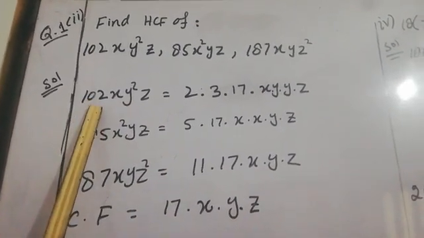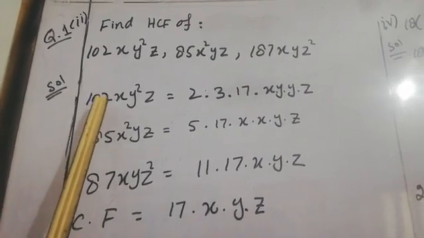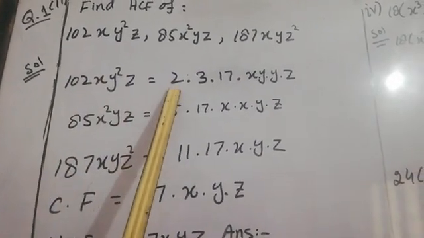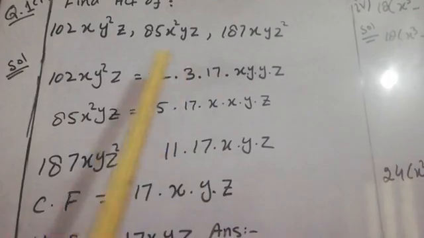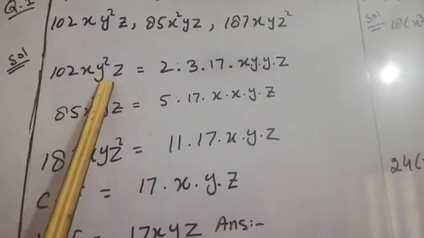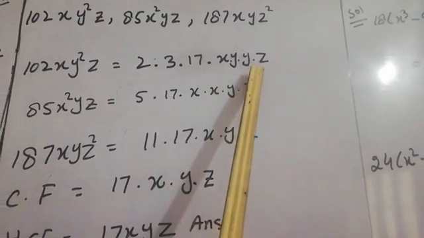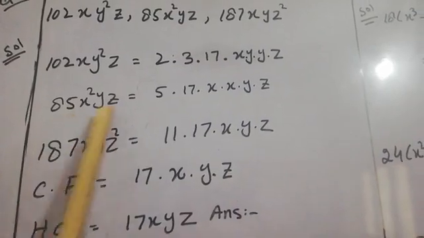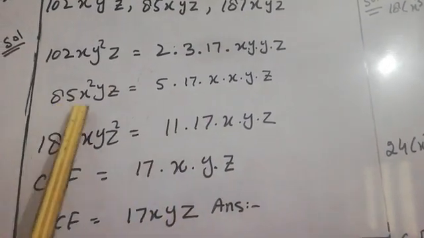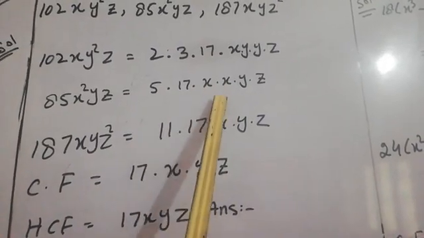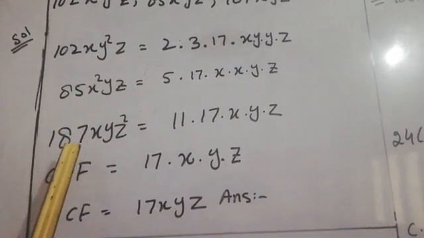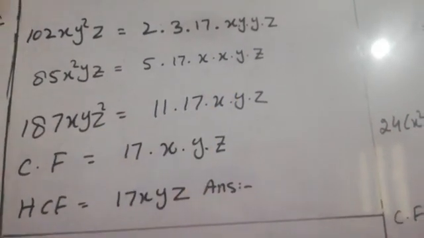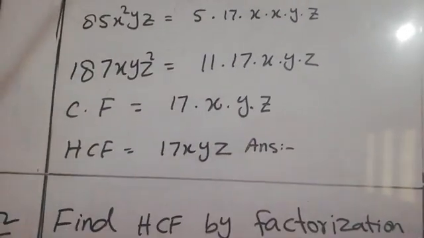This is very simple. With the help of prime factorization, you will find the possible prime factors of this number 102. This is 2 multiplied by 3 multiplied by 17. x is 1 time and y is repeated 2 times, so we will write y into y, and z. Now 85 is the product of 5 into 17. So write, and x square means we will write x 2 times: x into x, y and z. 187 is the product of 17 and 11. x into y into z, and here we will write z 2 times.